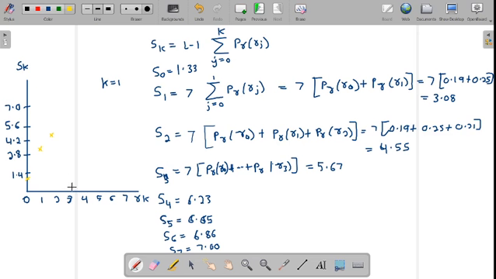So 3 is how much? What is 3? 5.67. Next, 4 means 6.23. 5 means 6.65.